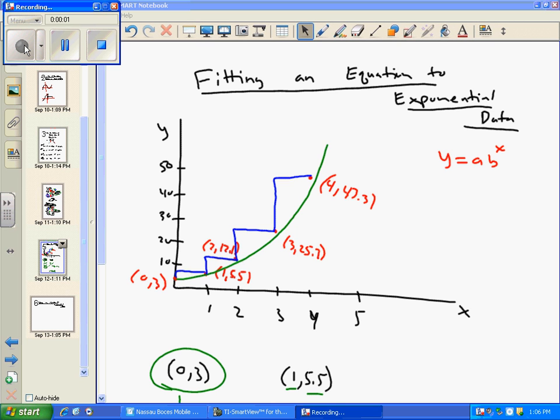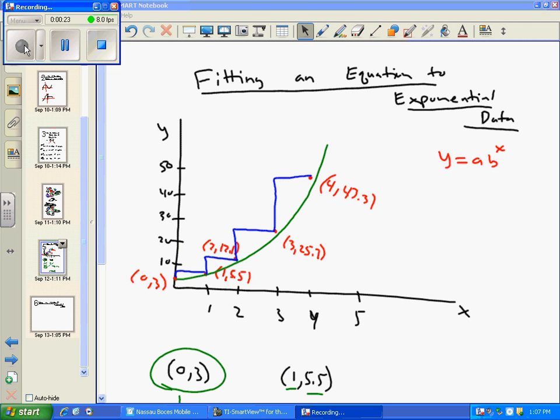Hi. We're going to continue our conversation about fitting an exponential equation to exponential data. I'll reemphasize again that this is not an exponential regression. That's a different procedure. It's different background mathematics. What we're doing is that we have a set of data here that we suspect is exponential, or we have some reasons to believe that it would grow according to an exponential model.